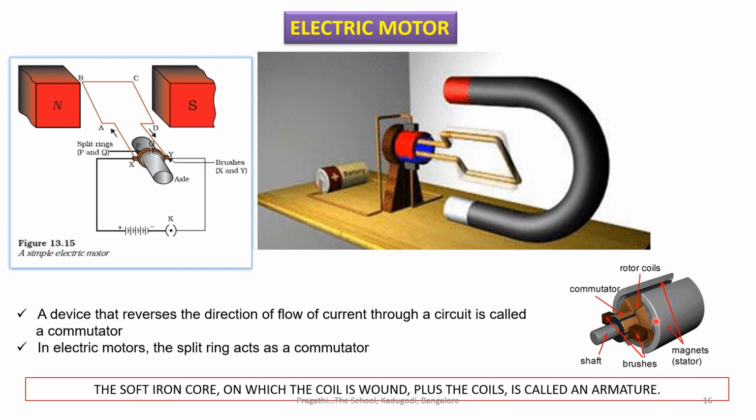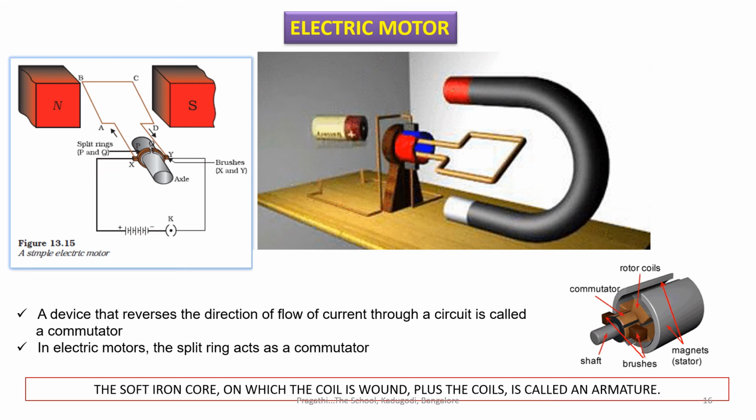And this portion is called the armature. What is an armature? The soft iron core on which the coil is wound. Coil means the copper wire is wound, plus the coils, you can see all the coils here, is called an armature. Okay, it's called an armature. Clear?